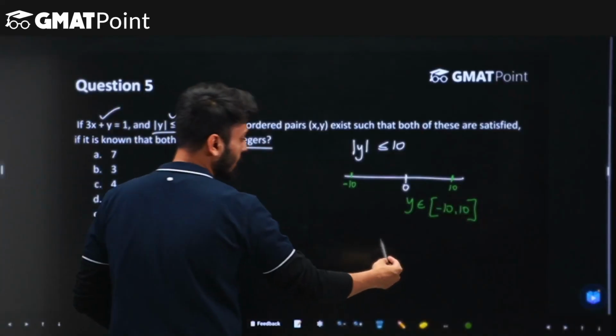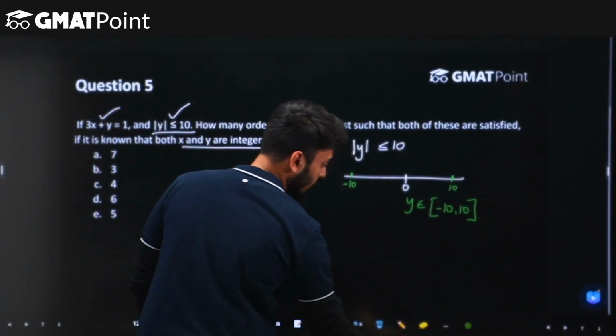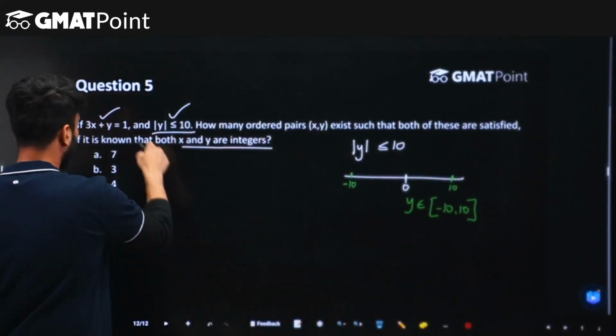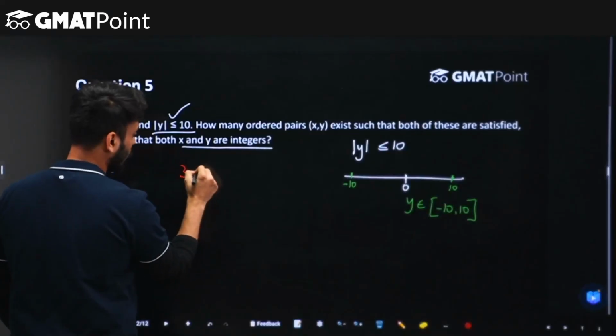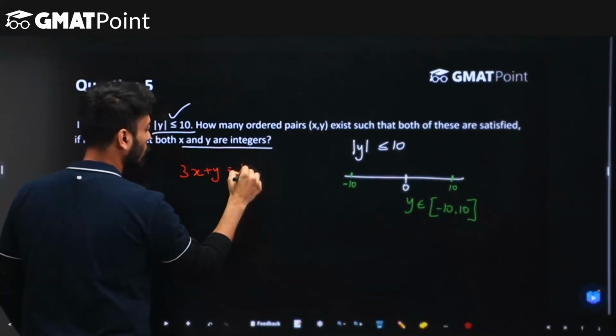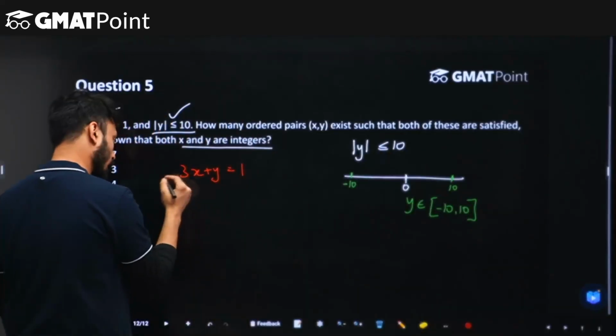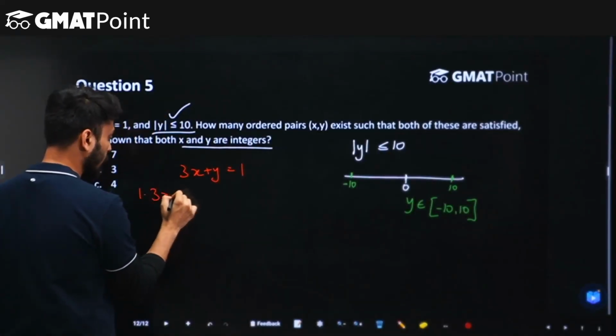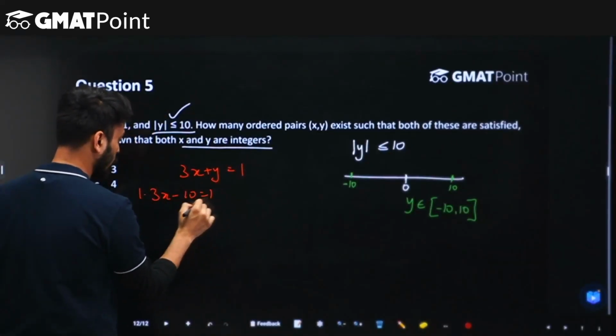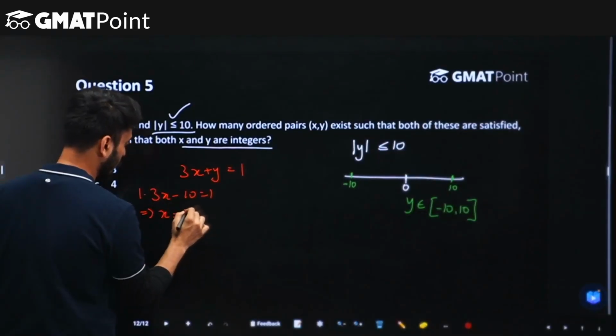So now let's start testing these values in the equation that we have. So the equation I have is that 3x plus y must be equal to 1. For the first value of y, I have y equal to minus 10. So let's test that. We have 3x minus 10 equal to 1, which means x must be 11 by 3.